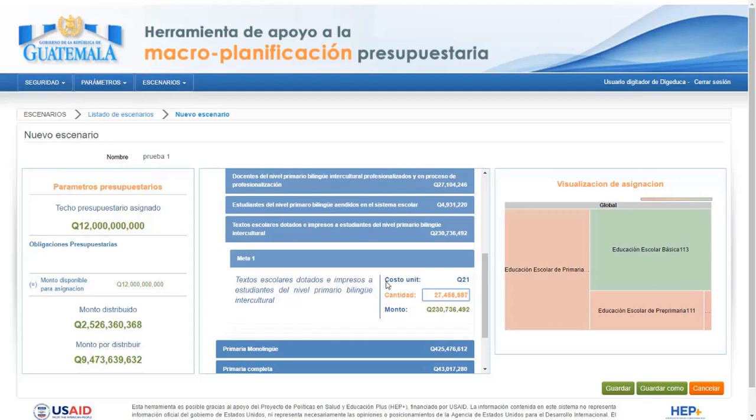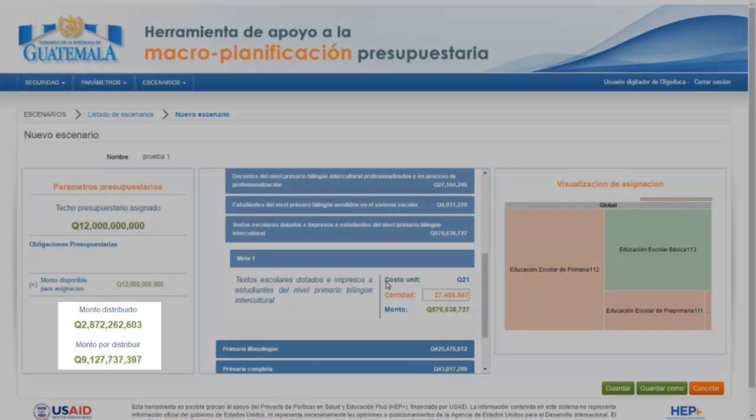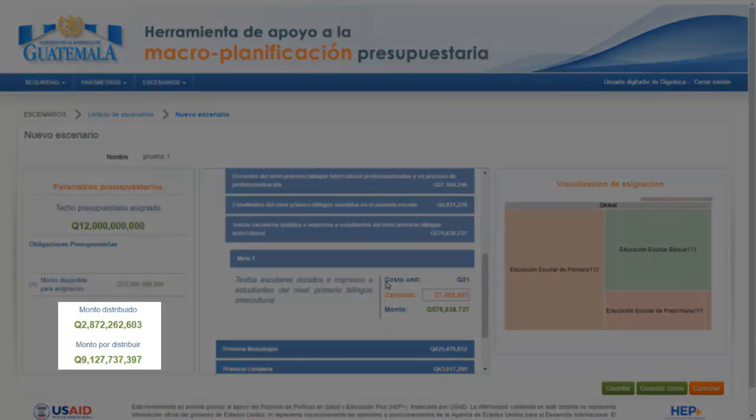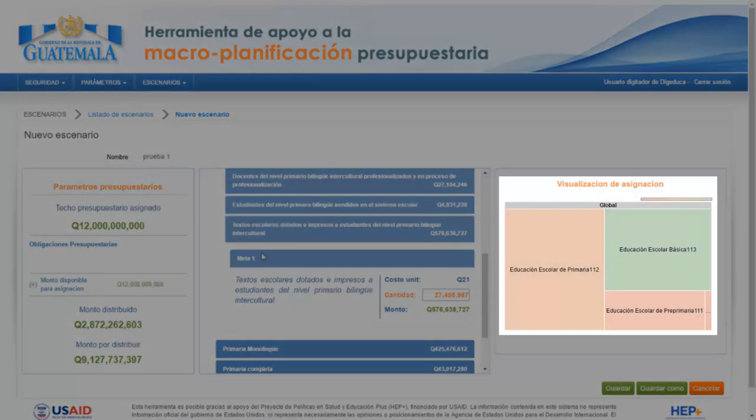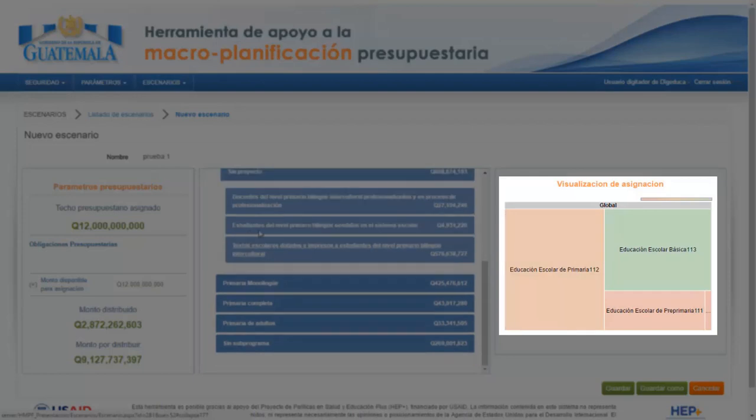And when you change that quantity, it not only calculates the cost for that activity, but it updates the allocated amount that you have distributed already through different activities and how much you still have available for distribution. And finally, on the right side of the screen, you can visualize how much money you are allocating for specific programs. So you can be aware that if you give a program more money, you are actually taking away from another one.